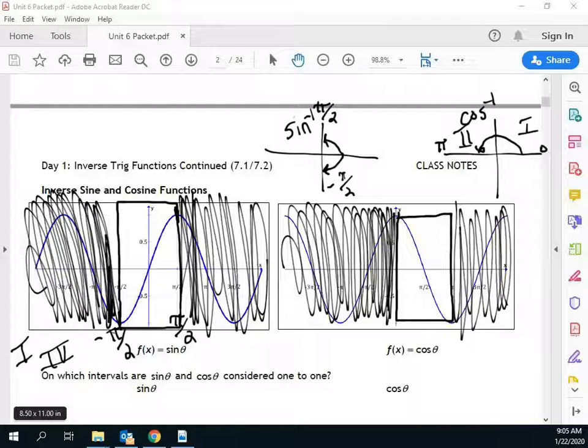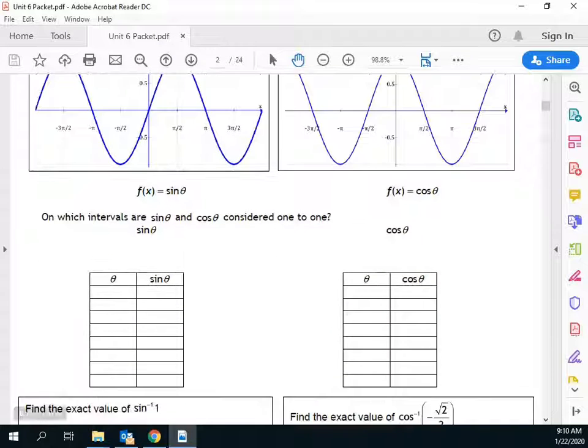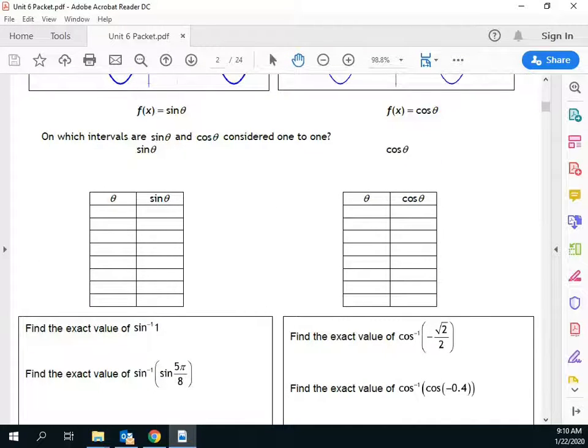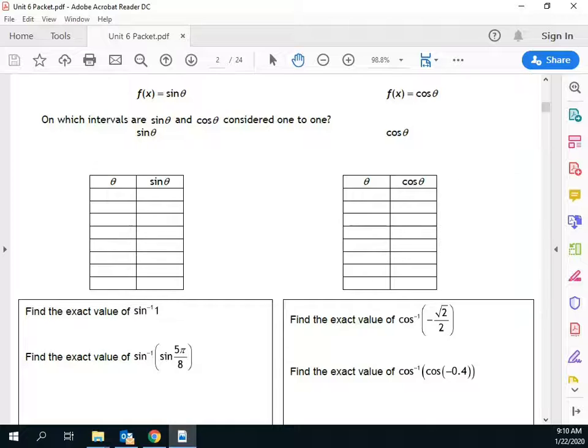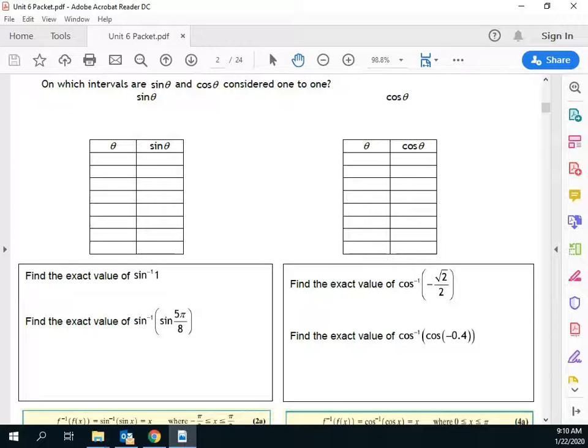So if we go through all this, which I am most likely going to skip through. Oh, actually, you know what? This is going to help us find some more problems. So this is what we'll do. We will fill out these tables.